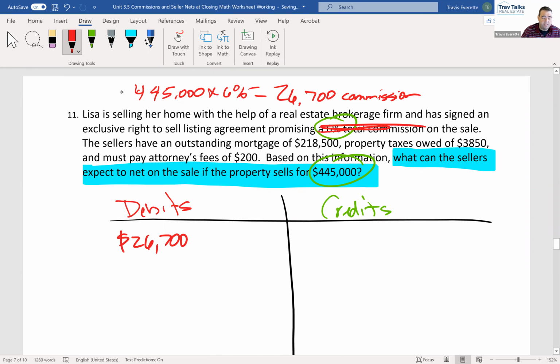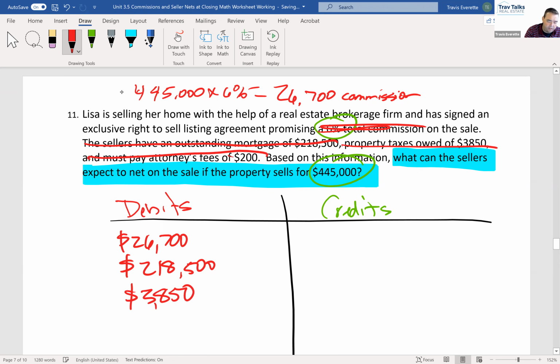It says the sellers have an outstanding mortgage of $218,500. So I know they're going to have to pay that off. $218,500 is a debit. So I've dealt with that one. Property taxes are owed of $3,850. So I'm going to go ahead and put that in the debit column here as well, and must pay attorney's fees of $200. So that's going to go as a debit here.